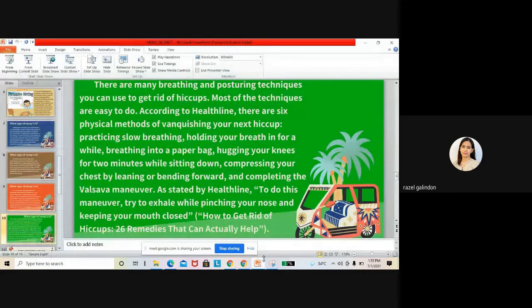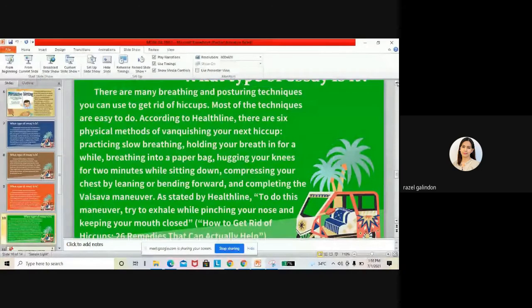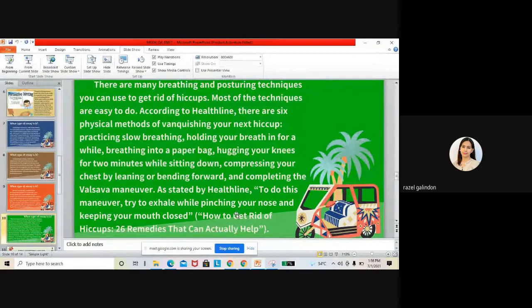We can see here that the writer is giving us information of the different techniques. May different sources din. Opo, ma'am, to get rid of hiccups. And merong reference na binigay. Where did he get that information? Ito nakalagay yung how to get rid of hiccups, 26 remedies that can actually help. Okay, so nagbigay din siya ng mga examples how to do that or techniques.